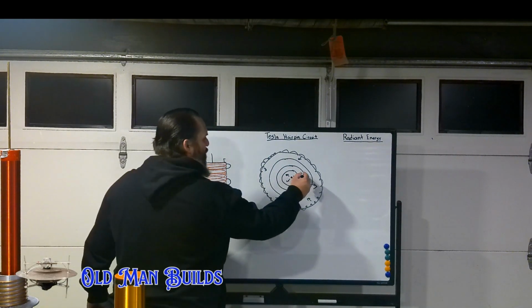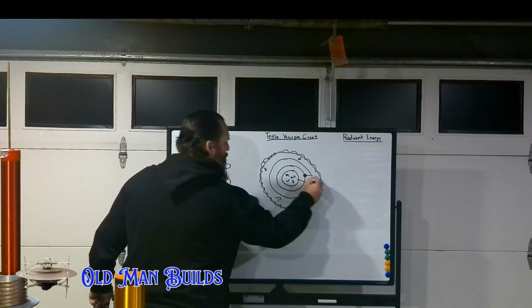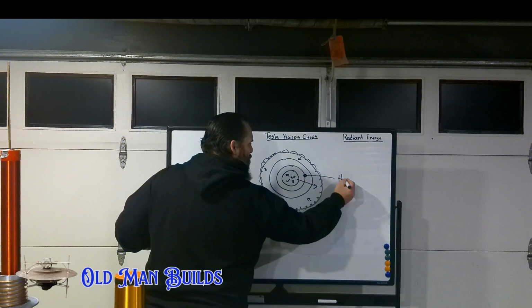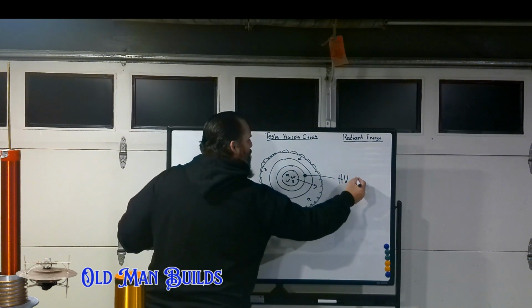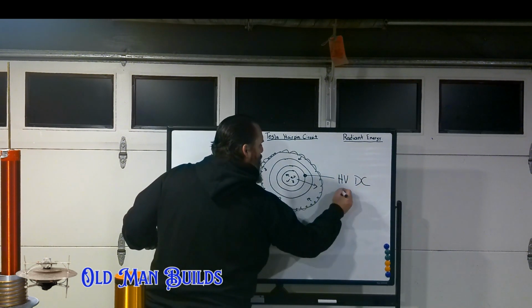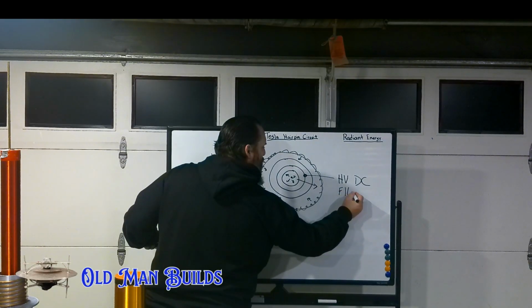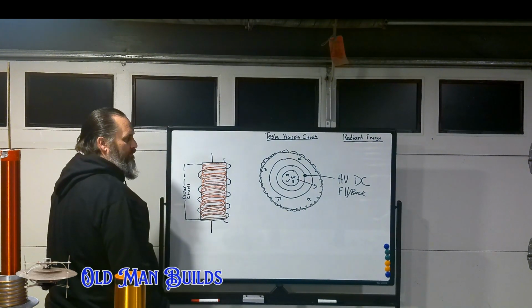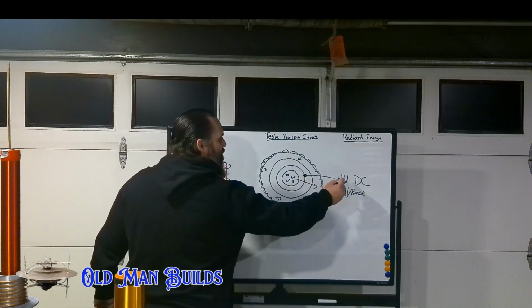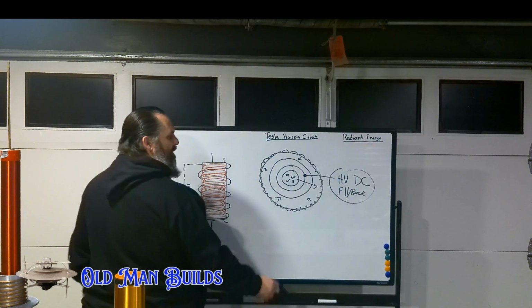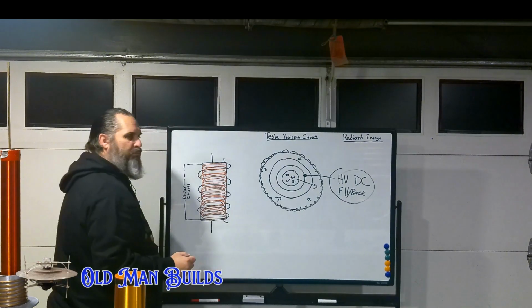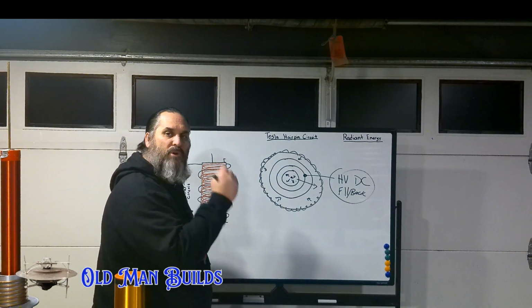What do I want to do? I'm going to create right there high voltage DC, high voltage DC flyback. Why? Because this energy that comes out of right here interacts with the energy that's going in here, which now makes the trigger from cold to hot.